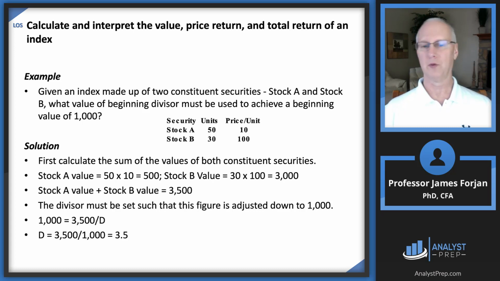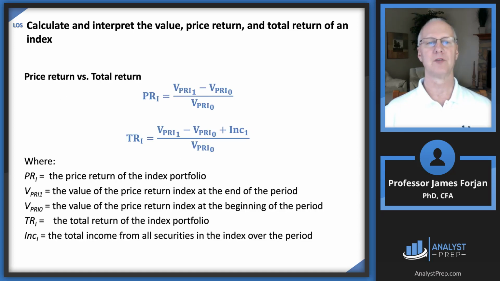Now let's just suppose that we want the initial value of the index to be 1,000, so our divisor is going to be 3.5. It's as simple as that. How about the price return versus the total return? Notice in that price return, we're just taking the difference between the two prices. That's just really F over P minus 1 in that top formula. But in the bottom formula for the total return, we're taking F over P minus 1, but before we do the F over P, we're going to add the income of all of the securities inside of that index during that time period.